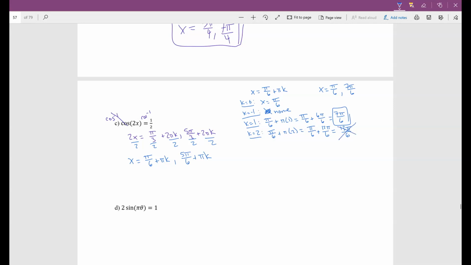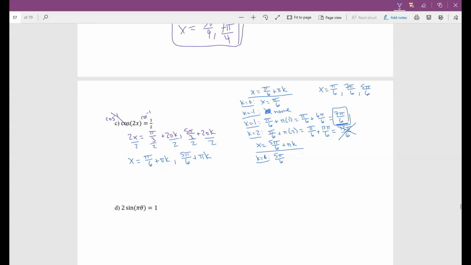So that guy's not going to be it. So that means that we're done. Okay, so this was the maximum, so 7 pi over 6. So we're all good. All right, so now let's look at x equals 5 pi over 6 plus pi k. Let's start off with k equals 0. So clearly we get just 5 pi over 6. Okay, so 5 pi over 6 is another solution.